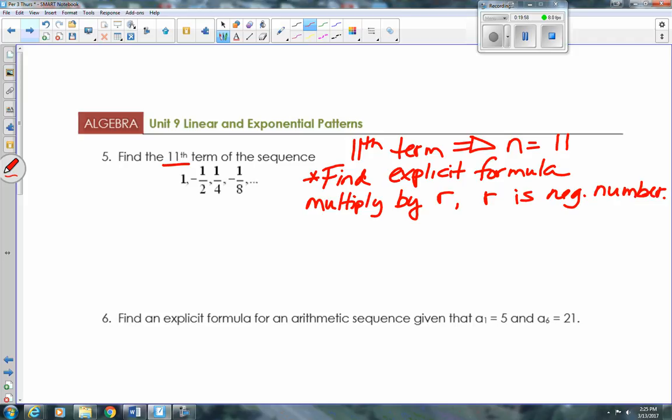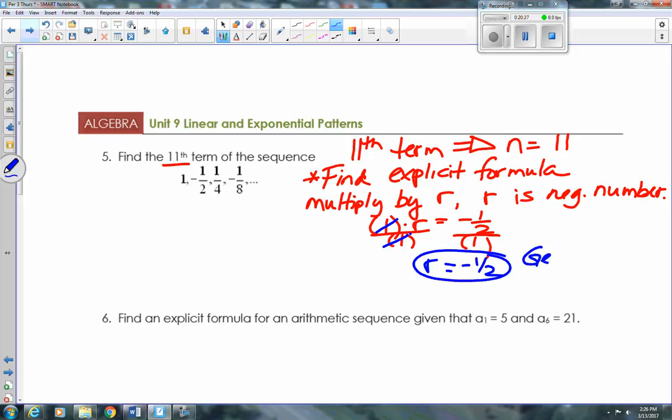All right then, if that's the case, then I know that if I take any one term, like my first term, and I multiply that by r, it's going to give me my next term. So to find r, I can just divide both sides by my coefficient here of 1, and I get r equals negative 1/2 divided by 1 is just a negative 1/2. And there's my r value.